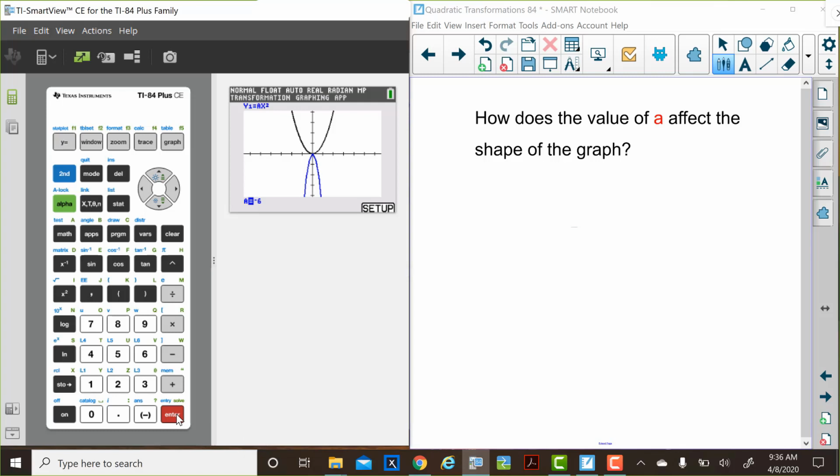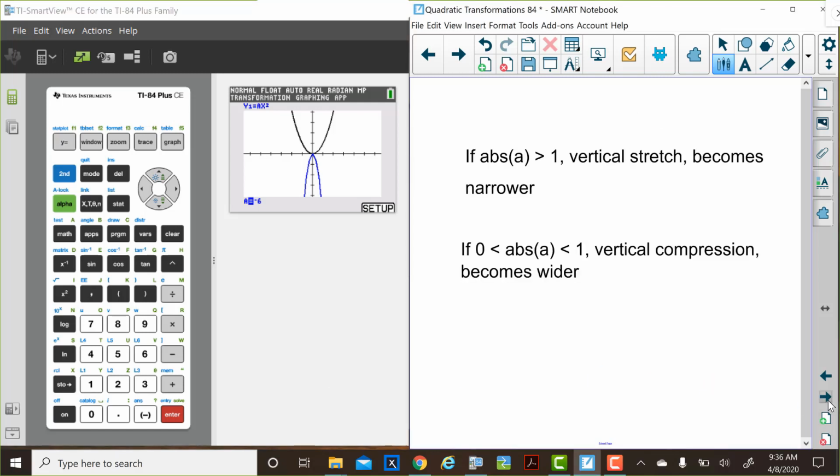Hopefully you noted that the shape did change. Let's look at a summary of this on the next page. You may have noticed that when the absolute value of a was greater than 1, there was a vertical stretch. It became more narrow when compared to the parent function graphed in the same window settings. If the value of a was between 0 and 1, there was a vertical compression.